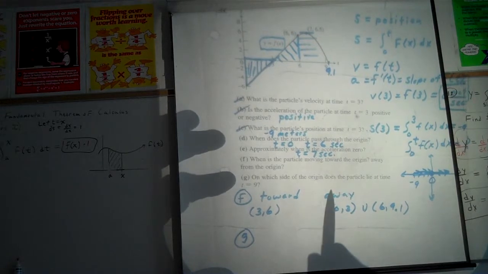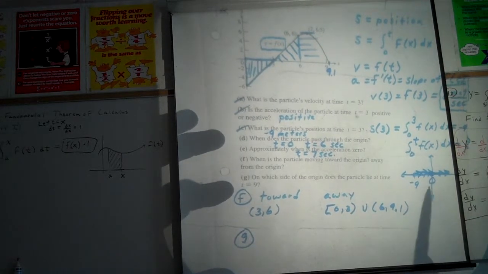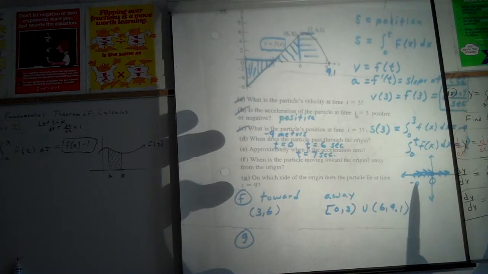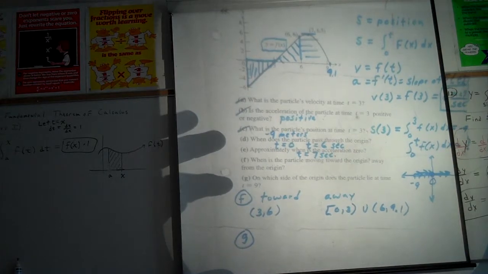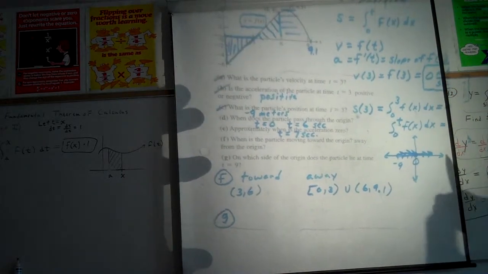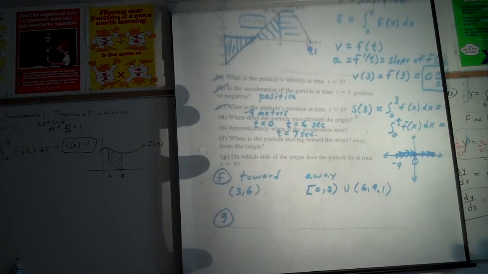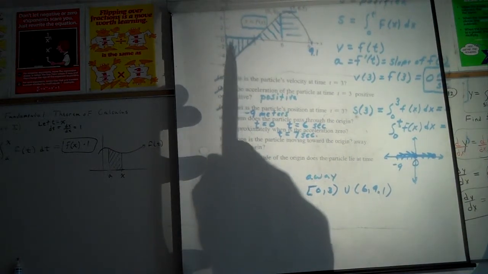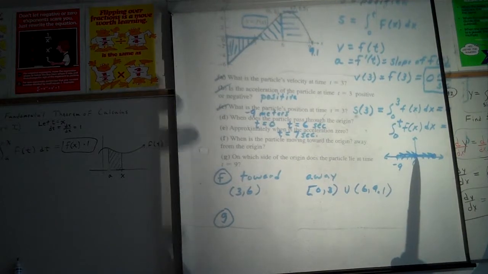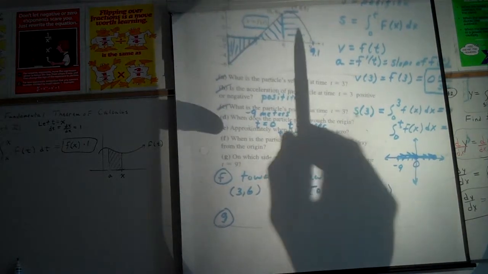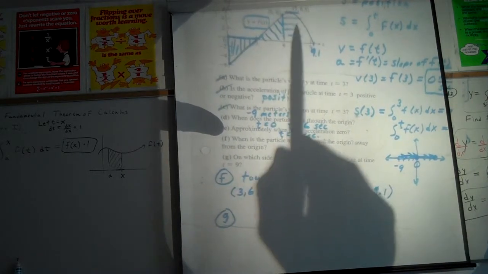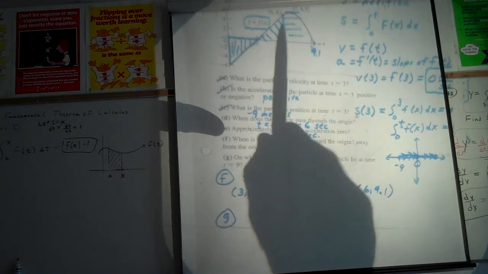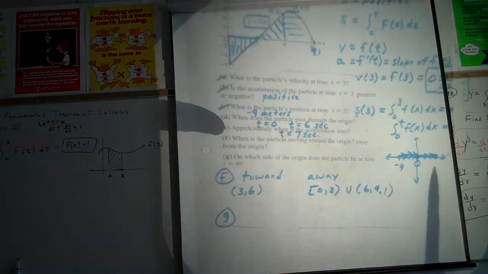G, on which side of the origin does the particle lie at time t equals 9? Where does it end up? Right or left side of the origin? Right. Yep. Particle's going to end up over here. Because this area below the x-axis means the particle moves to the left 9 meters. This area above means the particle's going to move to the right. This area will tell you how far to the right. Because this area above the x-axis is greater than the area below the x-axis, it moved further right than it did left. So that means it's got to end up over here on the right side.